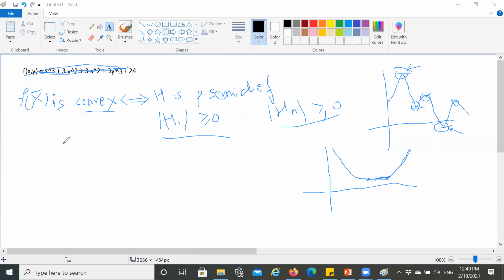Now we say that the function f of x is, let me draw something nice over here, strictly convex.